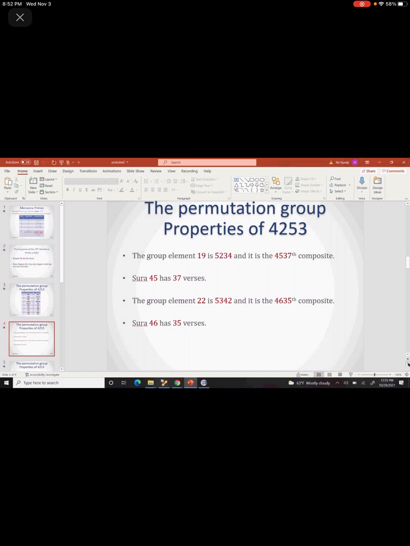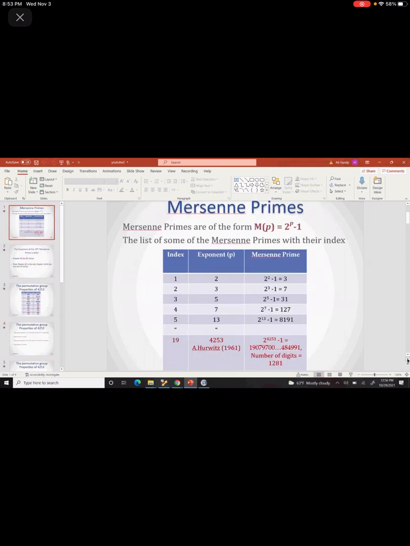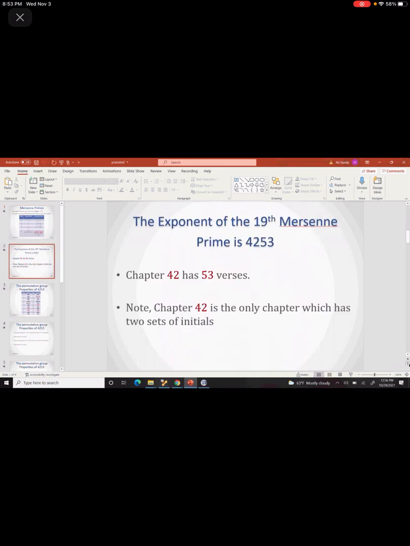The 22nd group element happens to be 5342, and it is actually the 4635th composite, and chapter 46 has 53 verses. Okay? We would not be able to do this before 1961 because the 19th Mersenne Prime was not discovered.